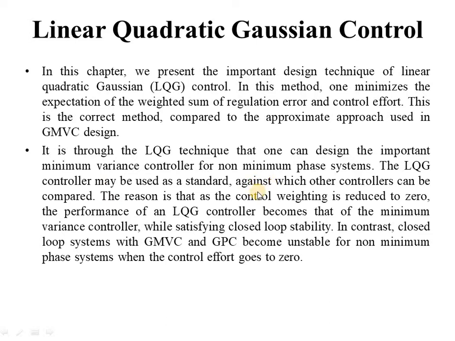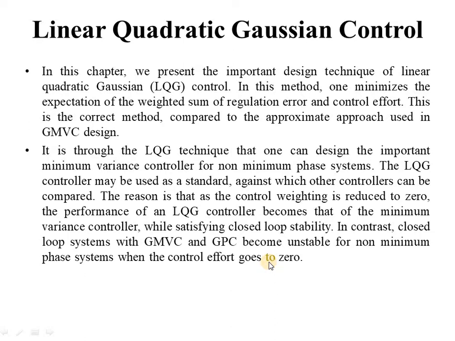The reason why the LQG controller is considered a standard controller is that when the control weight is reduced to 0, that is, when we keep u of n equal to 0, the performance of the LQG controller becomes the same as that of the minimum variance controller while satisfying the closed loop stability. But on the other hand, the closed loop system with the generalized minimum variance control and the GPC becomes unstable for a non-minimum phase system when we put the control effort equal to 0. This is the basic difference between the LQG control and the GMVC and GPC control.